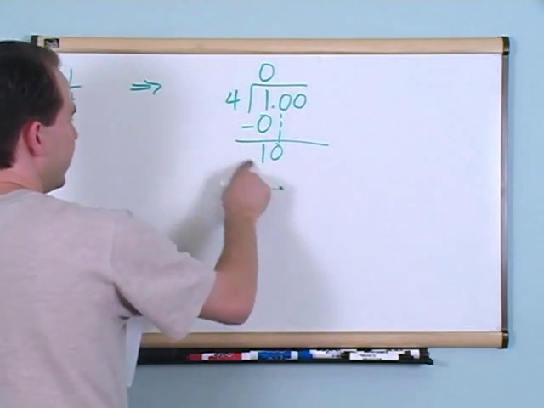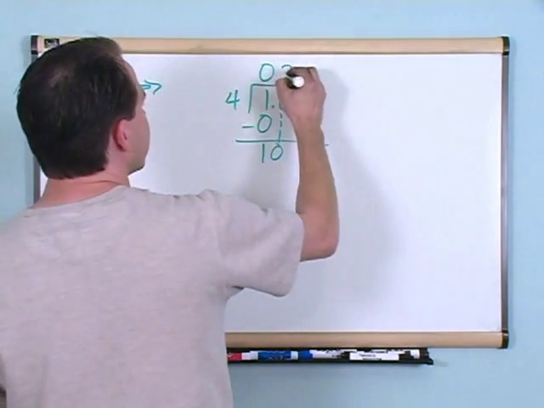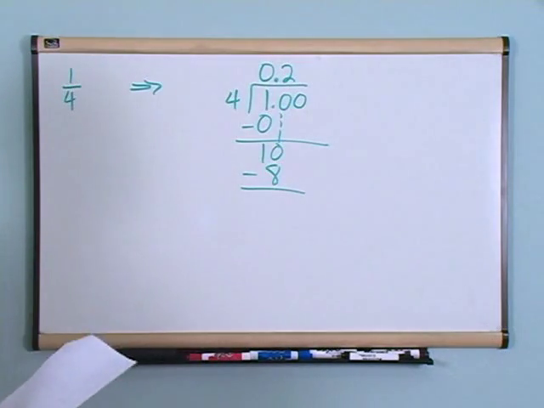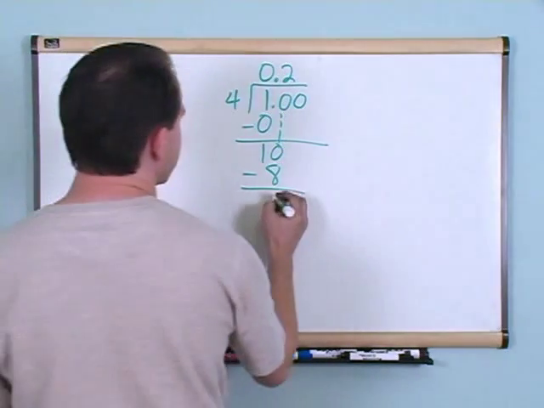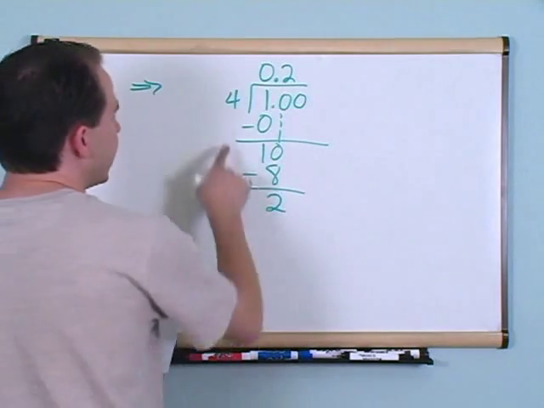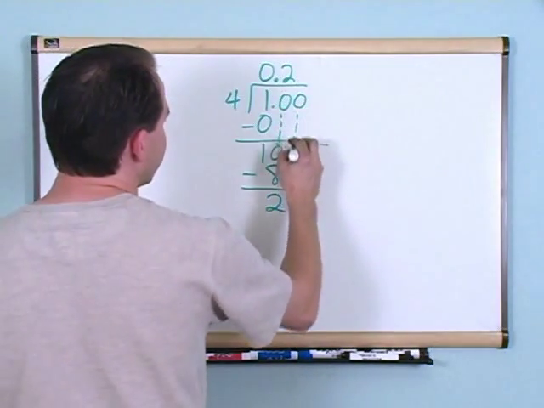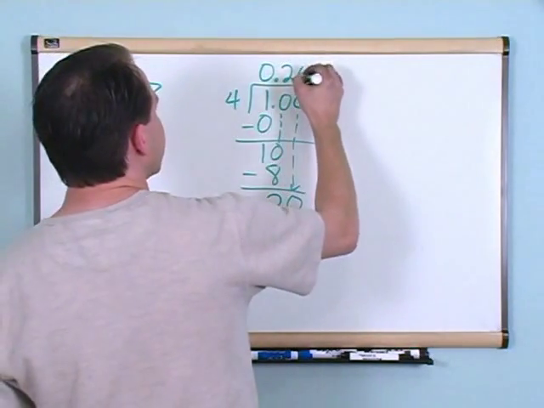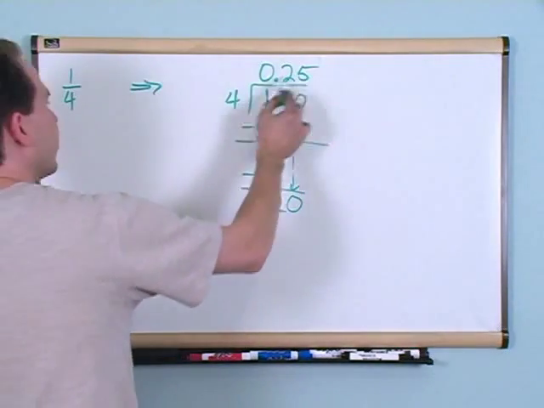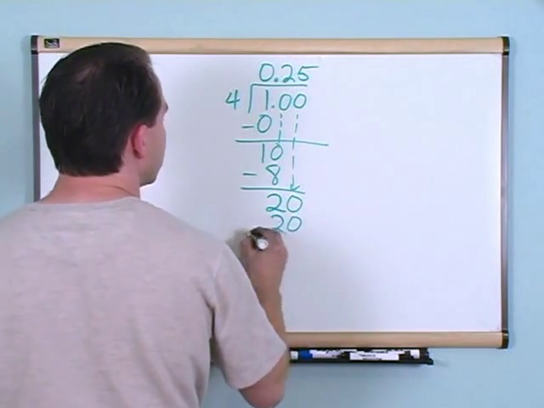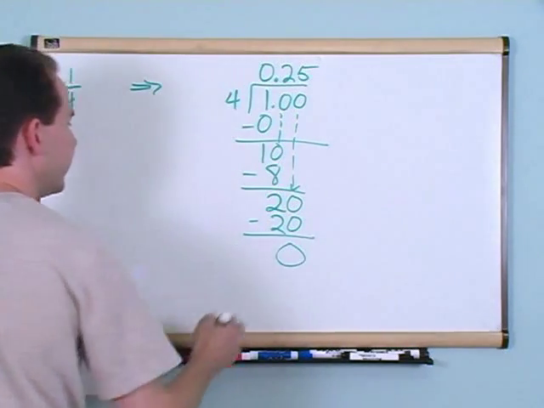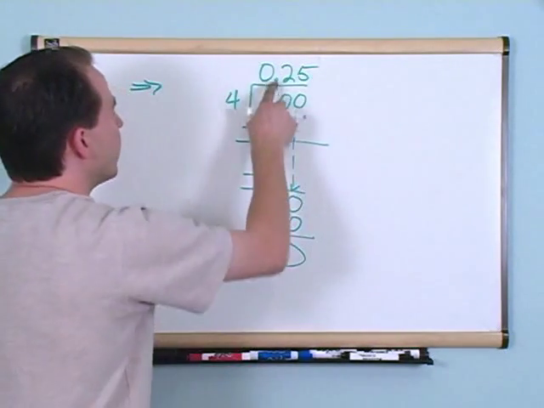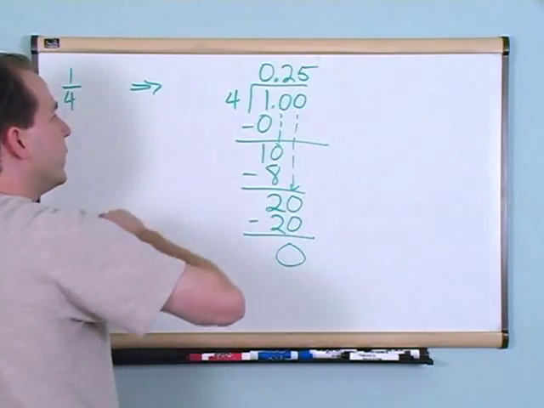Can 4 go into 10? Only 2 times, because 4 times 2 is 8. 10 minus 8 you can do on your fingers. 10 minus 8 is going to give you 2. Can 4 go into 2? Well, no, it can't, so I have to drag another 0 down. Can 4 go into 20? Yes, it can, 5 times. 5 times 4, go ahead and multiply, gives you 20. And when you subtract, you're just going to get 0 here. So there's no more things to do here. You have all your things filled out here, and you fully divided everything out.